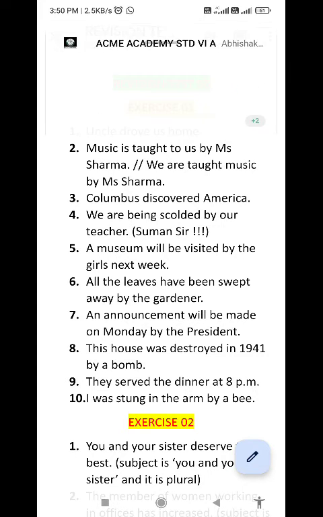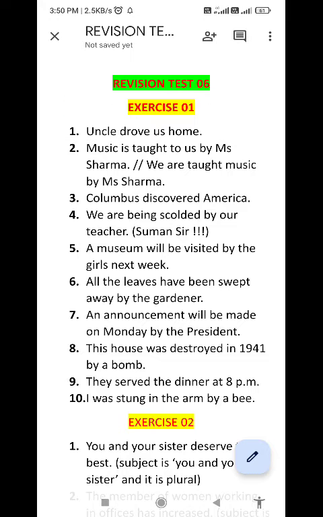Then it was written that the girls will visit a museum next week. So a museum is the object and will visit, it was written in the question. Will visit means it is active because there is no be verb before the main verb, and the main verb is not written in past participle. So here in case of future you have to write only be.